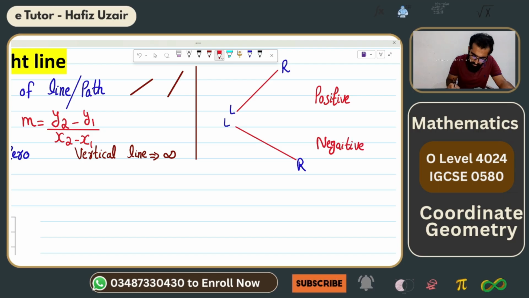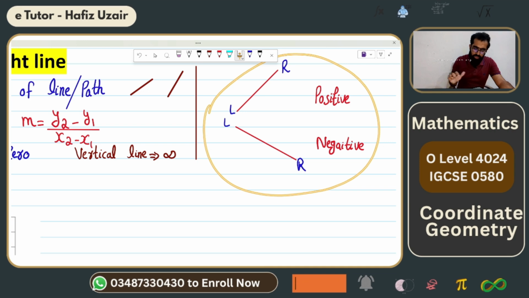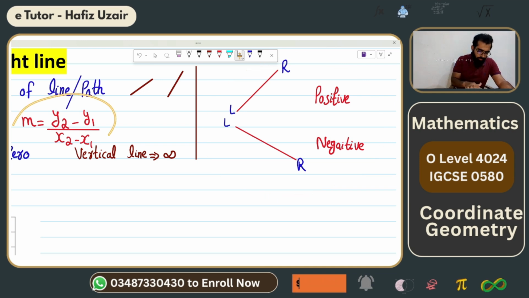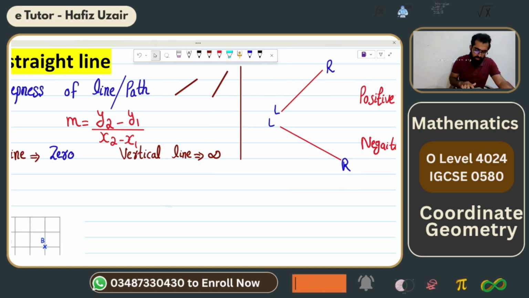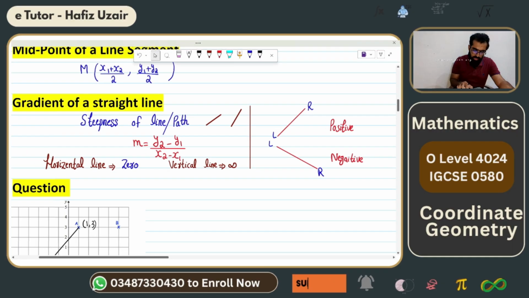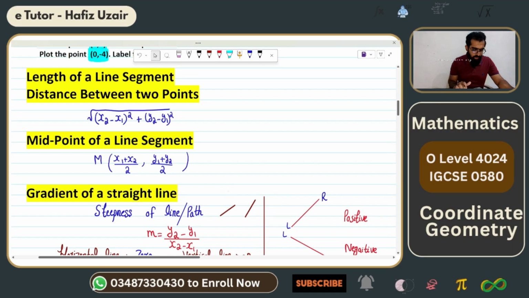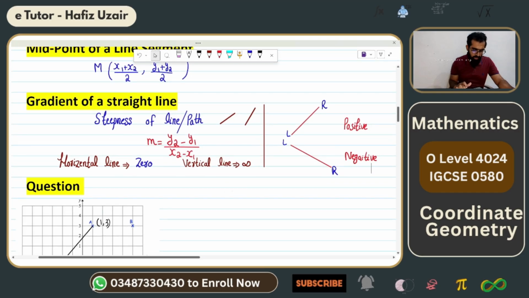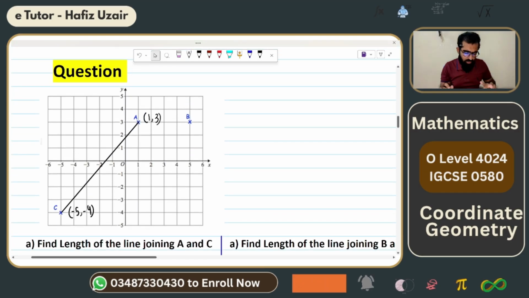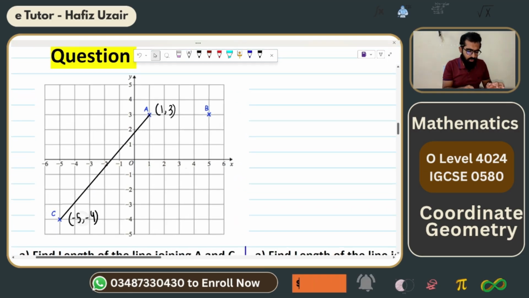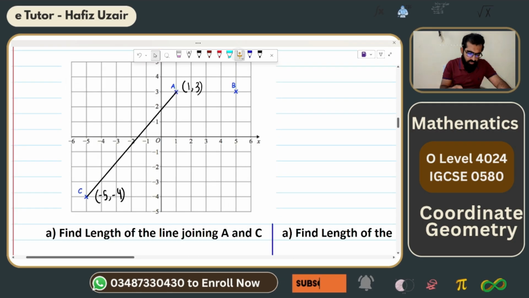Now how do we find the gradient of a line? We simply use the formula m equals y2 minus y1 over x2 minus x1. So that's all about these three concepts: length, midpoint, and gradient of a straight line. Some questions related to this concept. Here is the first question. Here is point A and here is point C.